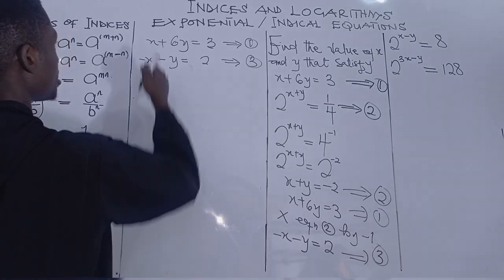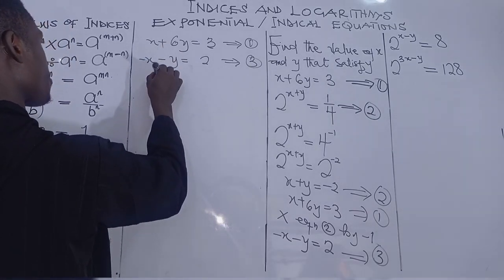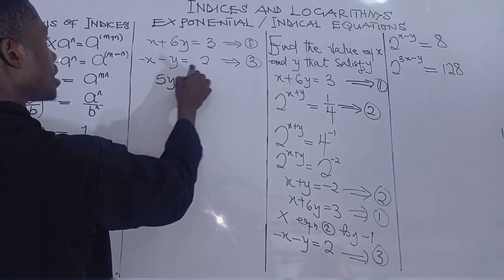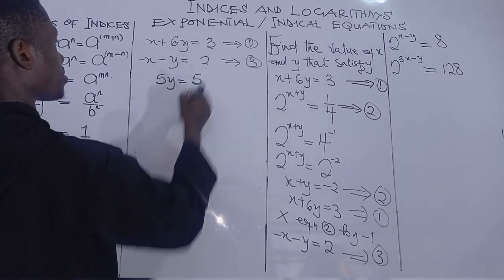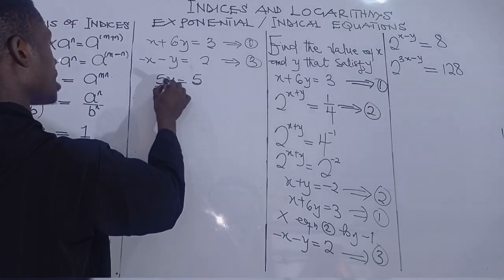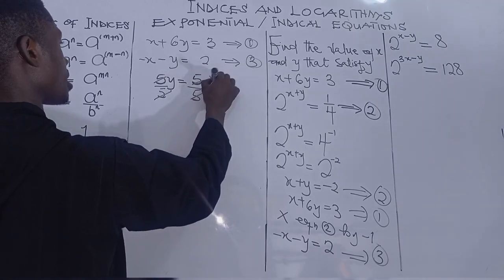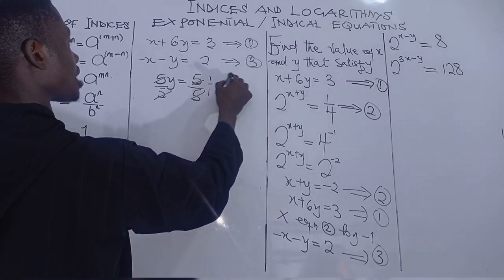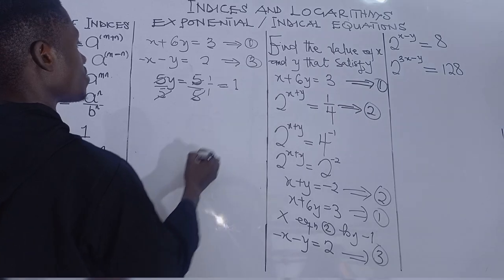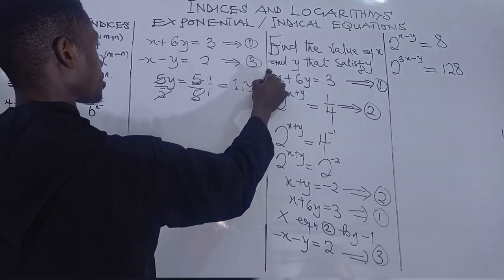Now we are adding them together. So x plus negative x will give us 0. This will give us 5y, and this is also giving us 5. Now we are looking for the value of y, so let's divide both sides by 5. This will cancel this, and this will cancel this. We have 1 over 1, and that gives us 1. Therefore, the value for y is equal to 1.